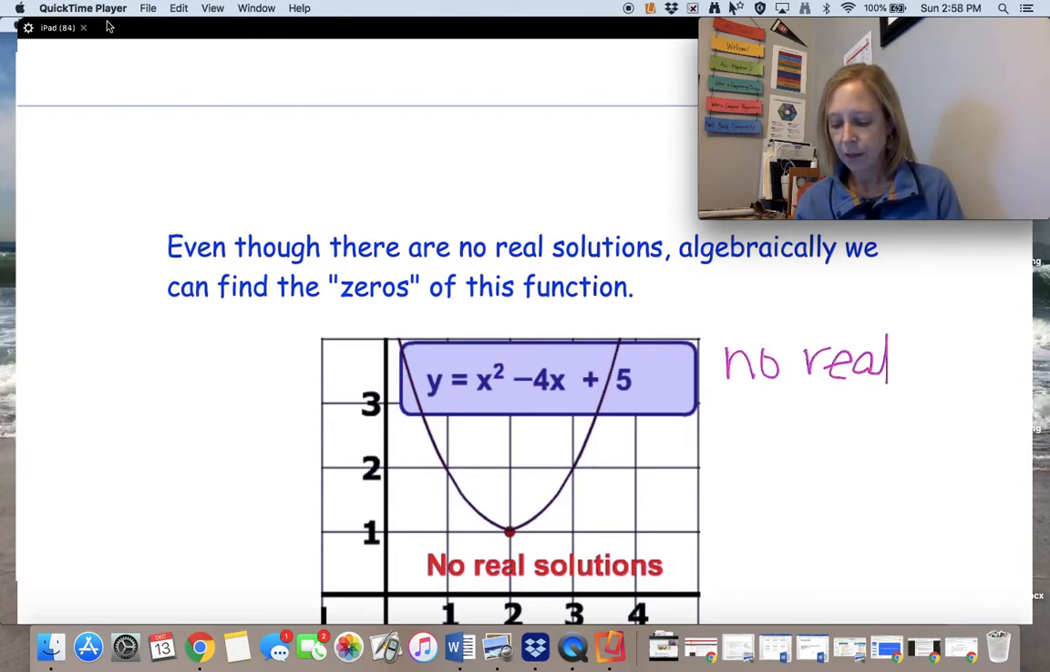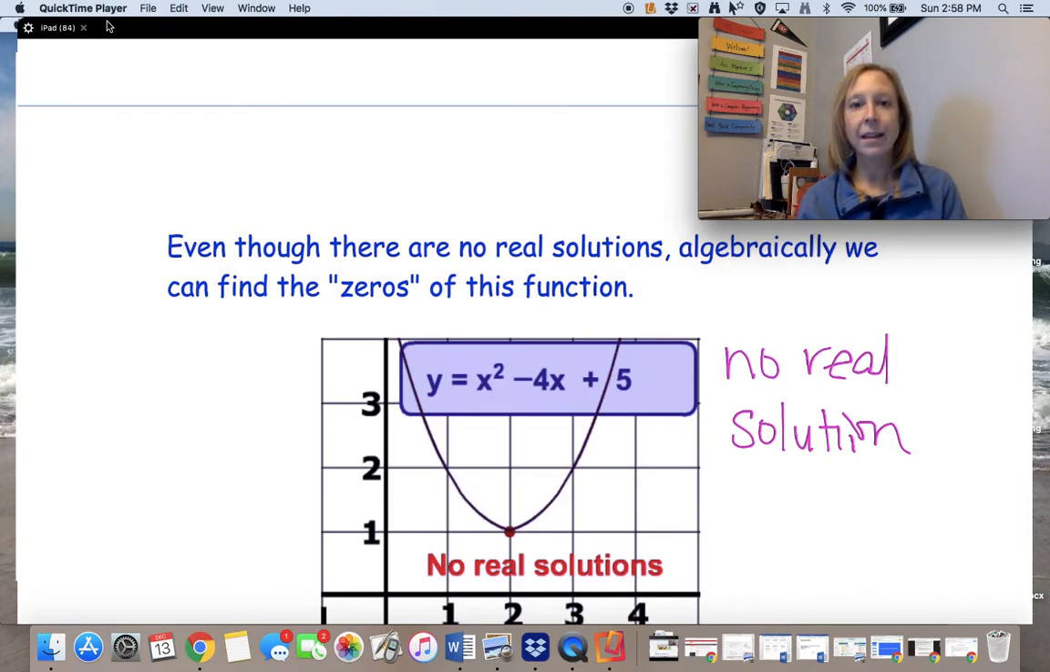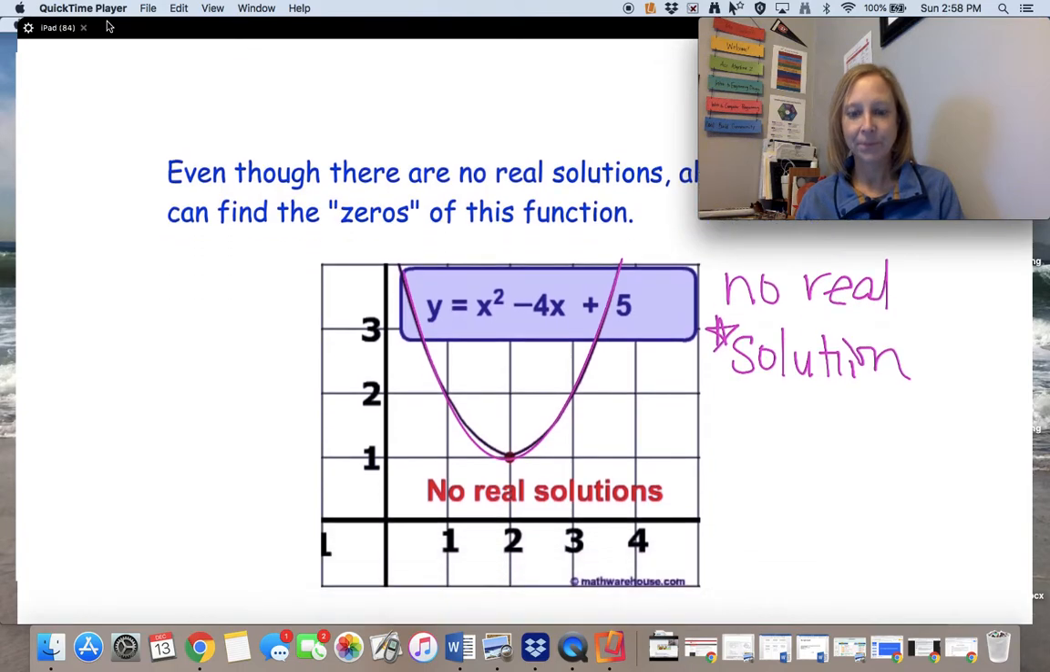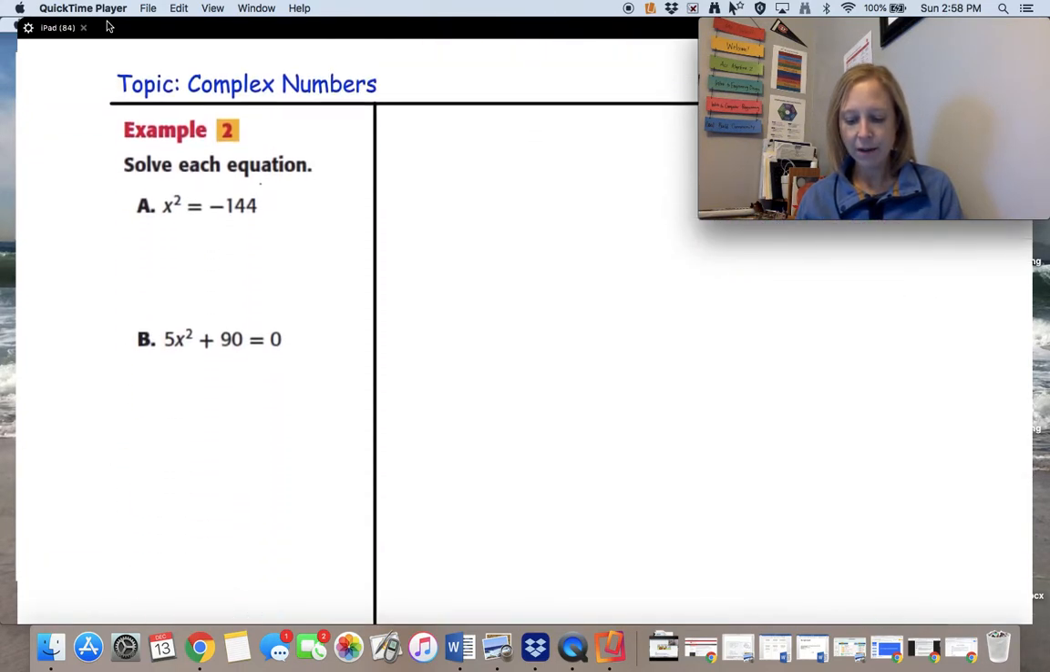Now, just because there's no real solution doesn't mean that we can't use algebraic methods to solve this equation and then have an imaginary solution. So, when we see a situation like this, where the parabola does not cross the x-axis, there's no real solution, which means there's an imaginary or complex solution. Let's look at some examples of quadratics with imaginary solutions.